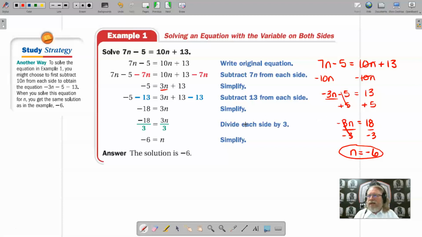I have a tendency to always subtract the one with the lesser absolute value, so that I can end up with a positive n. I don't know if that makes sense. You'll see as you work through it, you'll start realizing, oh, if I subtract this variable on this side, or if I subtract this value on this side, then I'll end up with a positive coefficient instead of a negative one. So it's all a matter of preference, so choose how you like.